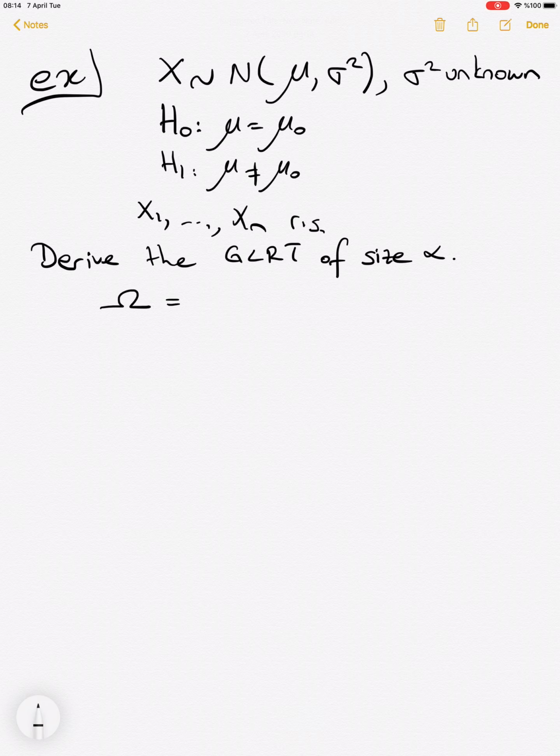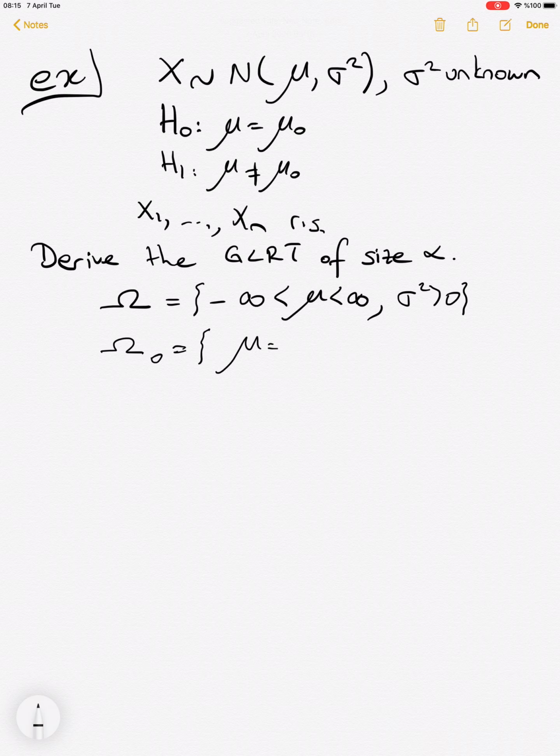So the actual parameter space that we have contains all mu values, because when we combine the null and alternative hypothesis parameter spaces, we see that it covers all mu, and sigma square is greater than 0. And when we consider the null space, our mu only takes mu 0, and our sigma square is again positive, so we don't have any constraints on that one. So based on that, we have to find the region.